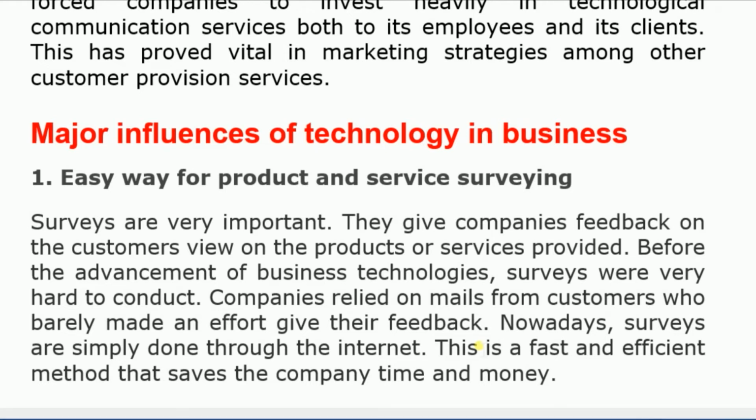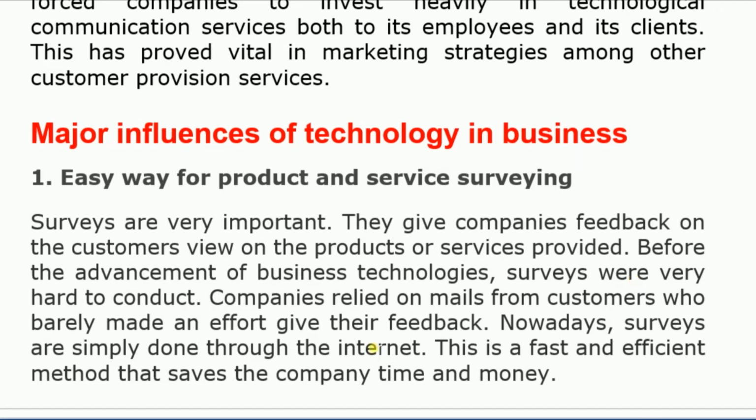Okay, first one, easy way for product and service surveying. Surveys are very important, like commonly the reviews. Customer reviews, we will call it as a service, and these are very important. They give companies feedback on the customer's view on the products or services provided. That is customer feedback.